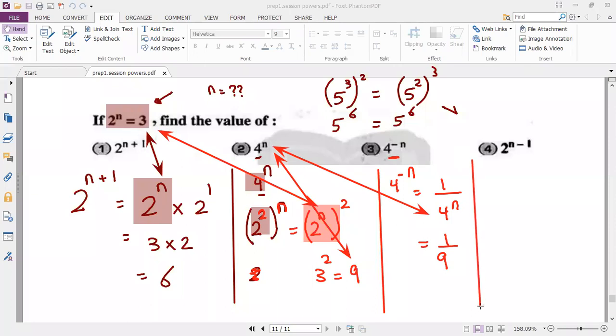The last one is 2 to the power of n minus 1. We can write it as 2 to the power of n multiplied by 2 to the power of negative 1. I split it into 2 to the power of n and 2 to the power of negative 1. And 2 to the power of n is given as 3. So write 3 times 2 to the power of negative 1. And 2 to the power of negative 1 we can write as 1 over 2. 3 times 1 over 2 equals 3 over 2.